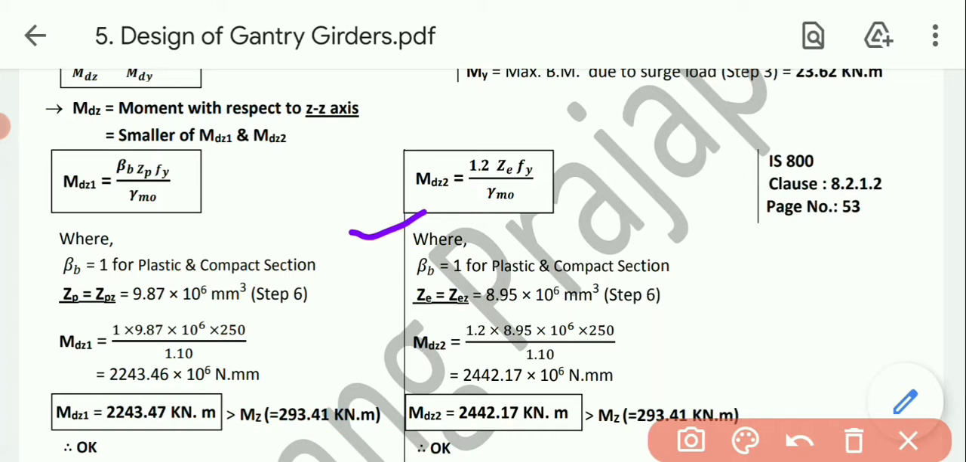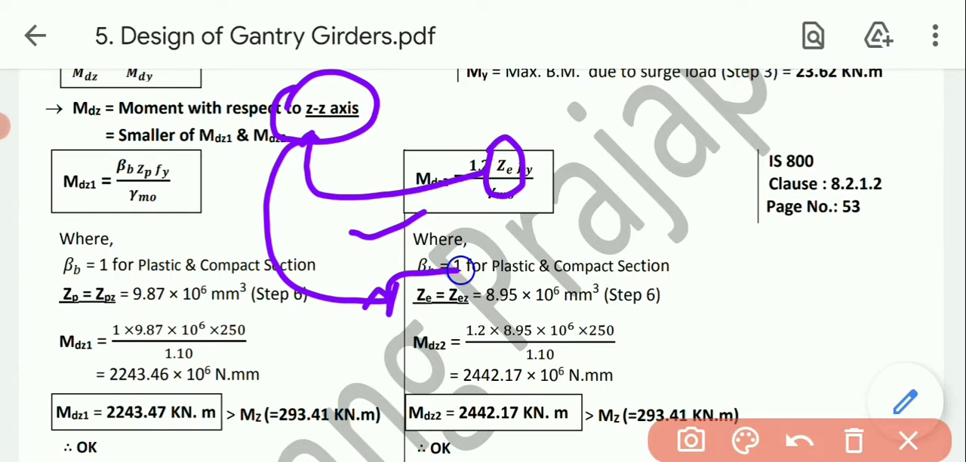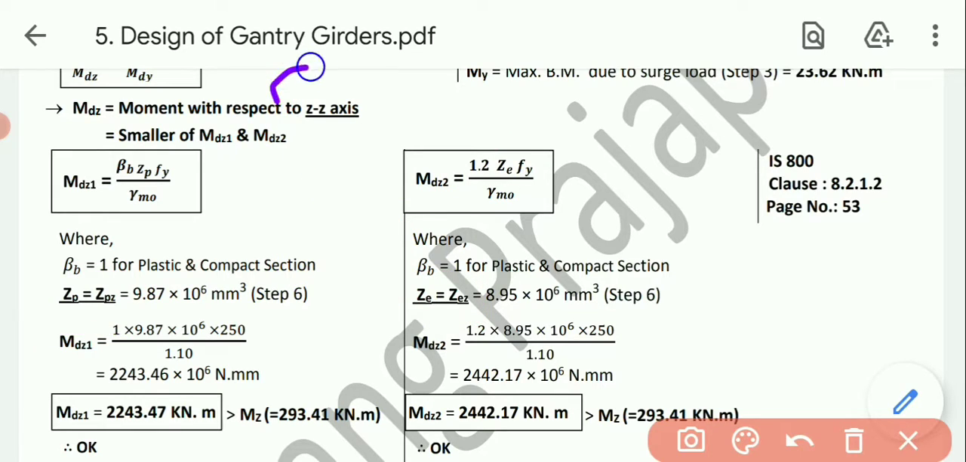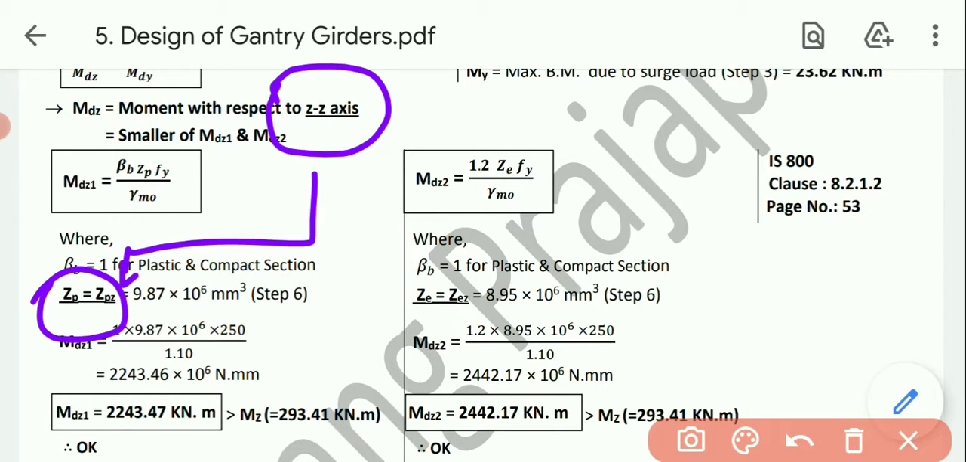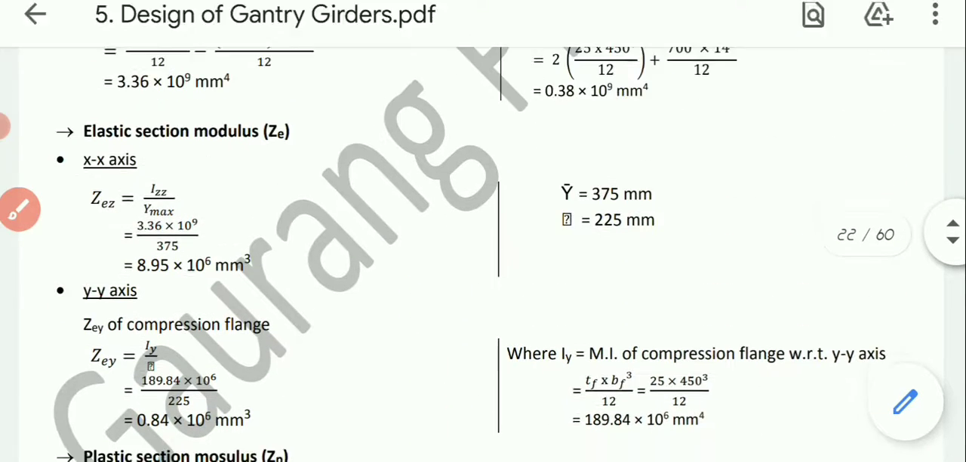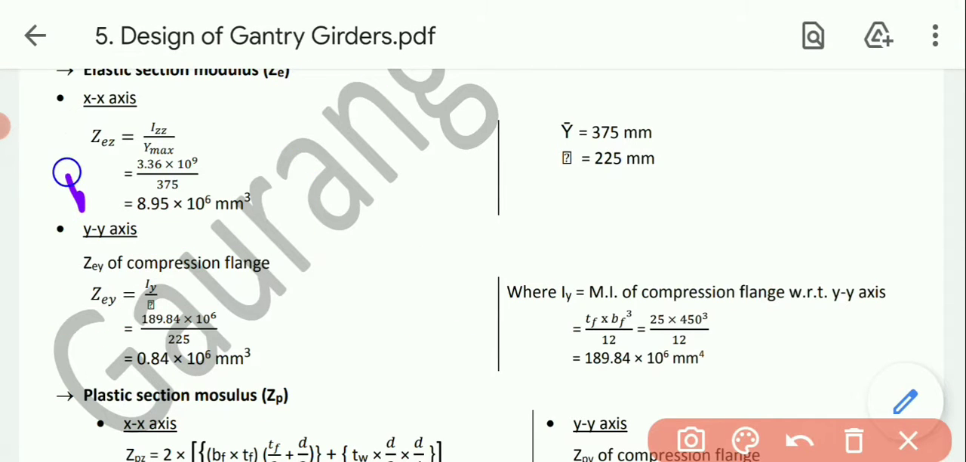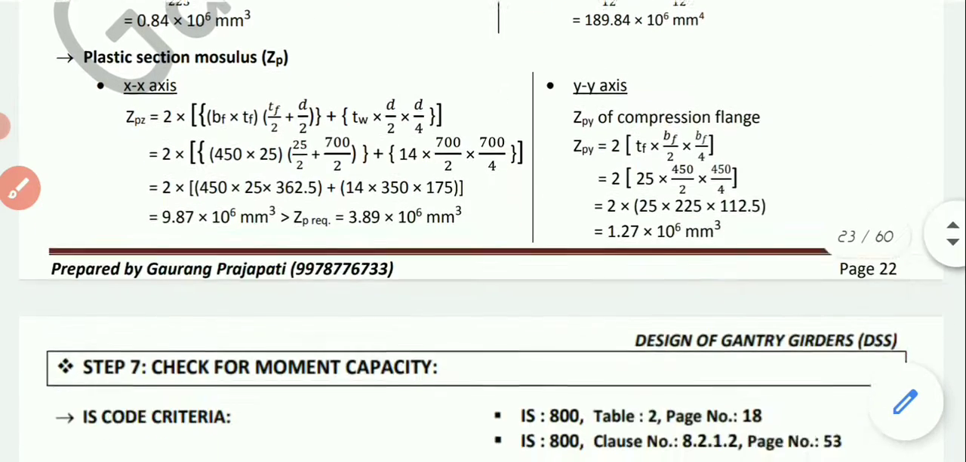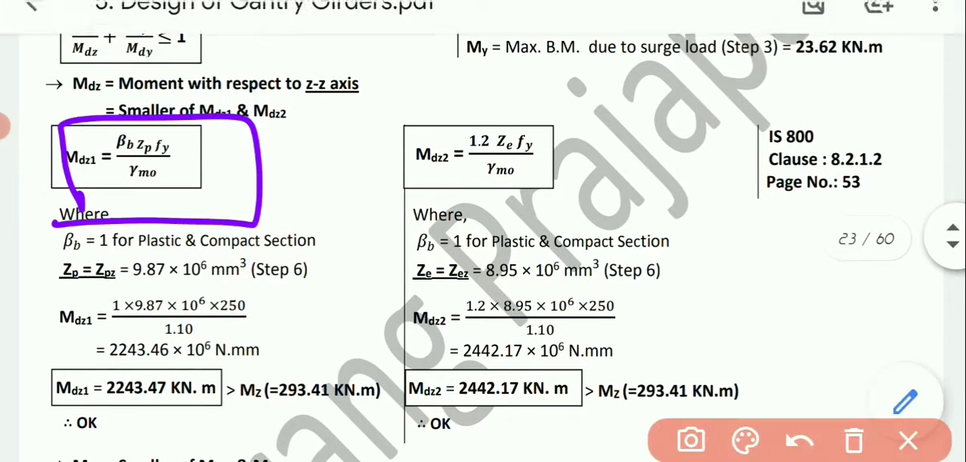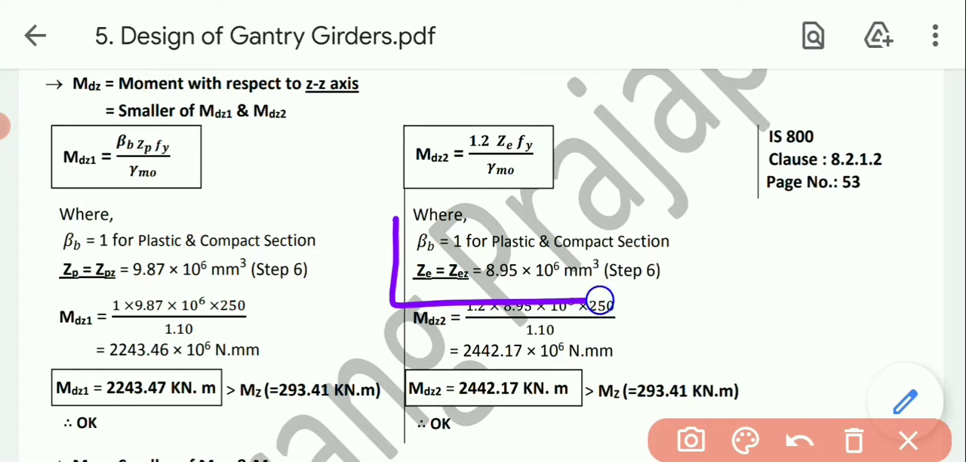Now let's talk about Mdz2. Once again, over here one unknown is Ze, but as we are going to calculate moment with respect to zz axis, Ze will also be Zz. In the previous case we saw Zp equals Zpz. The simple concept is that as we are calculating moment with respect to zz axis, both unknowns Zp equals Zpz as well as Ze equals Zz. We have already calculated Zz over here. Zz is 8.95 into 10 raised to 6 mm cube.